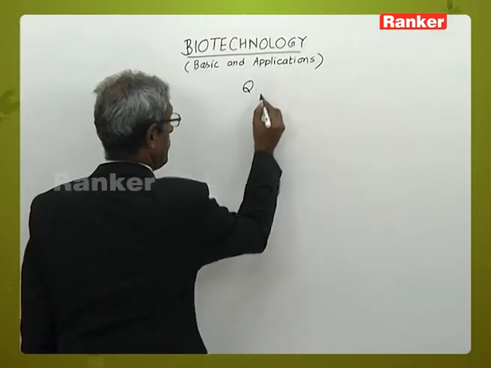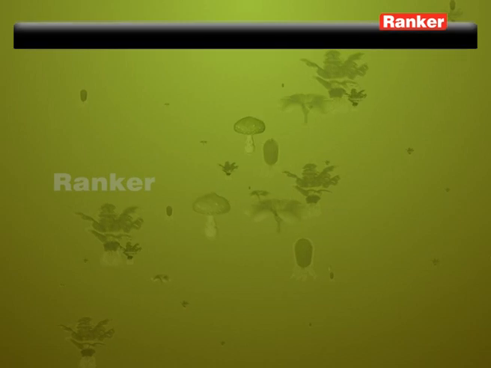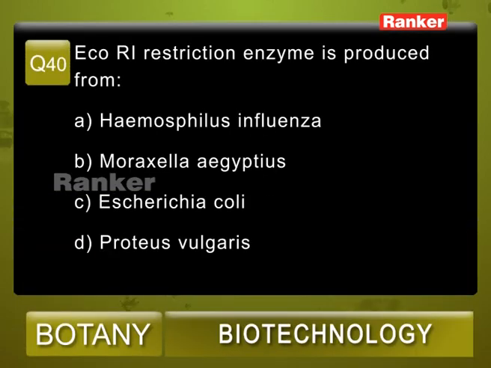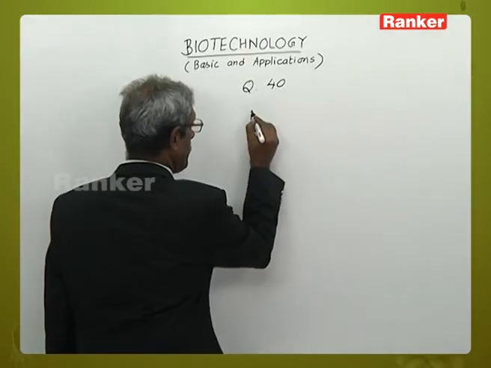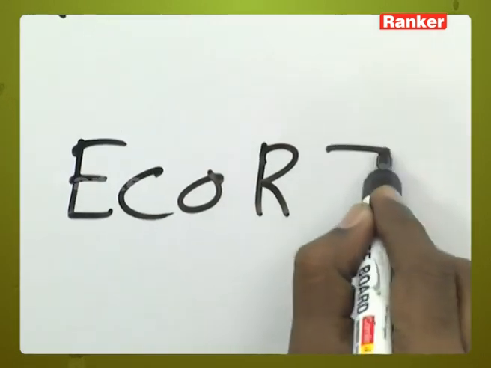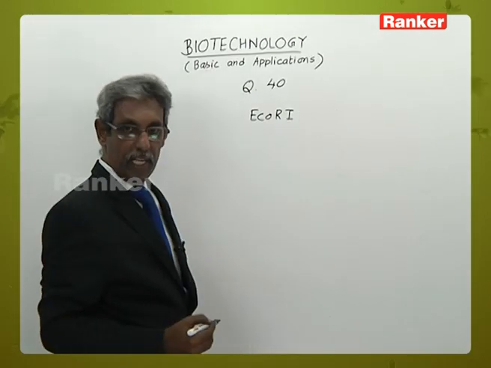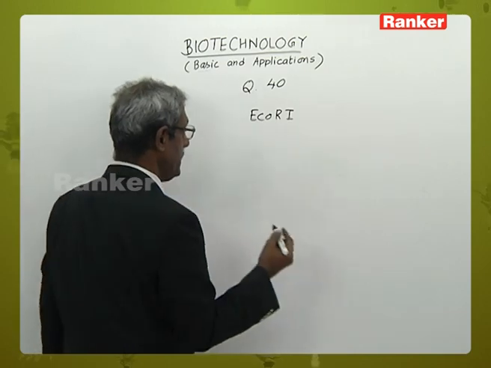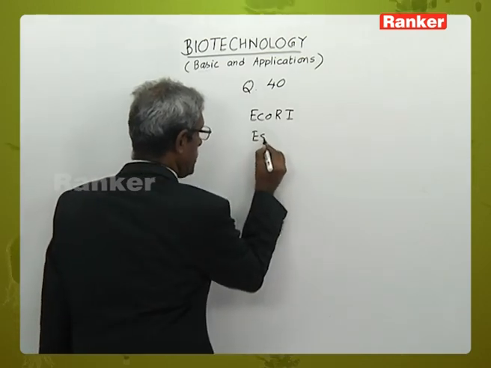Next, we go to question number 40. EcoRI, Escherichia coli restriction enzyme RI, is produced from Haemophilus or Moraxella or Escherichia coli or Proteus vulgaris. Always EcoRI is produced from, the right answer is C, that is, it is produced from Escherichia coli.